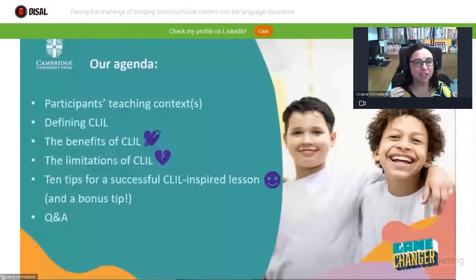Sorry, this is our agenda for today. So we're talking about teaching contexts, your teaching contexts. Then we're going to define CLIO and its subtypes. We'll discuss the benefits of CLIO, and then you're going to fall in love with it if you haven't already. Then the limitations of CLIO, and then it's the moment that your heart will be broken. But we'll mend your heart with these tips for CLIO-inspired lessons, okay? And finally, at the end, we have the questions and answers.